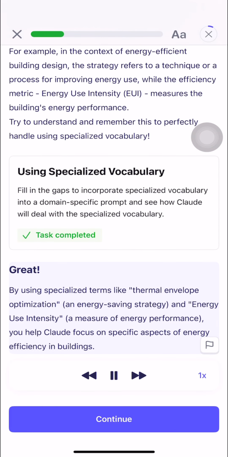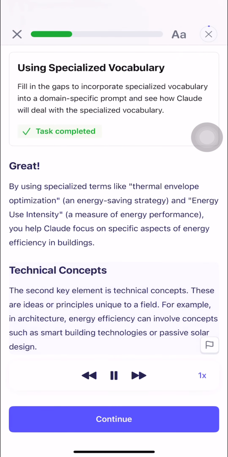Great. By using specialized terms like thermal envelope optimization, an energy-saving strategy, and energy use intensity, a measure of energy performance, you help Claude focus on specific aspects of energy efficiency in buildings. The second key element is technical concepts. These are ideas or principles unique to a field. For example, in architecture, energy efficiency can involve concepts such as smart building technologies or passive solar design.